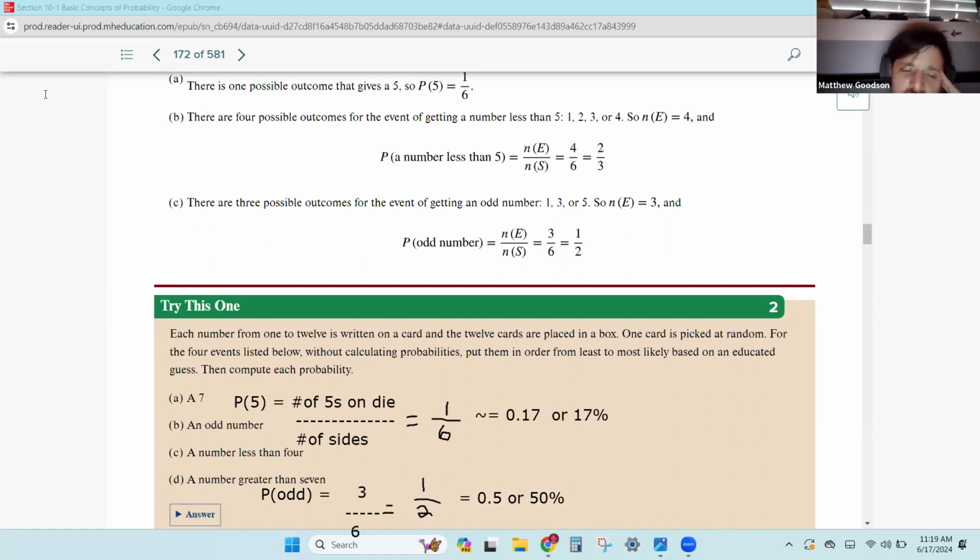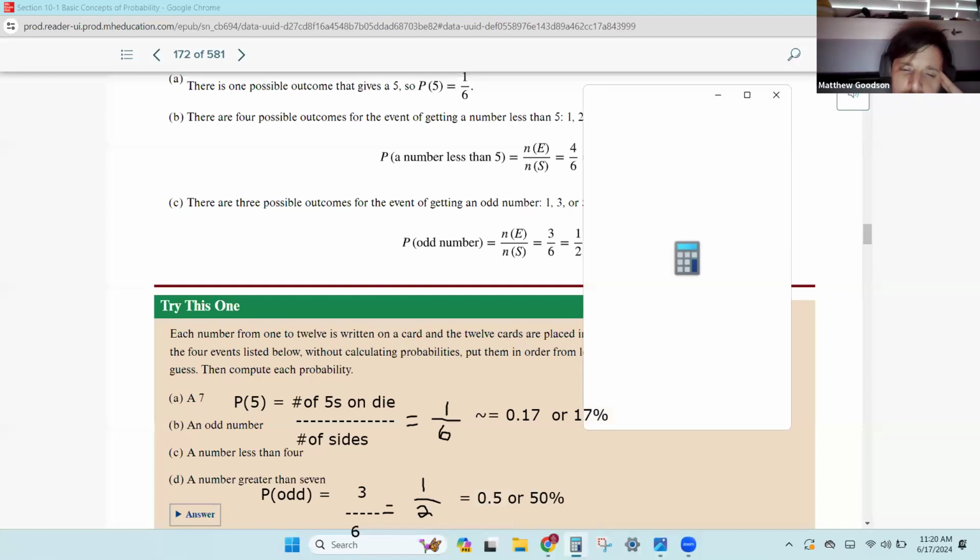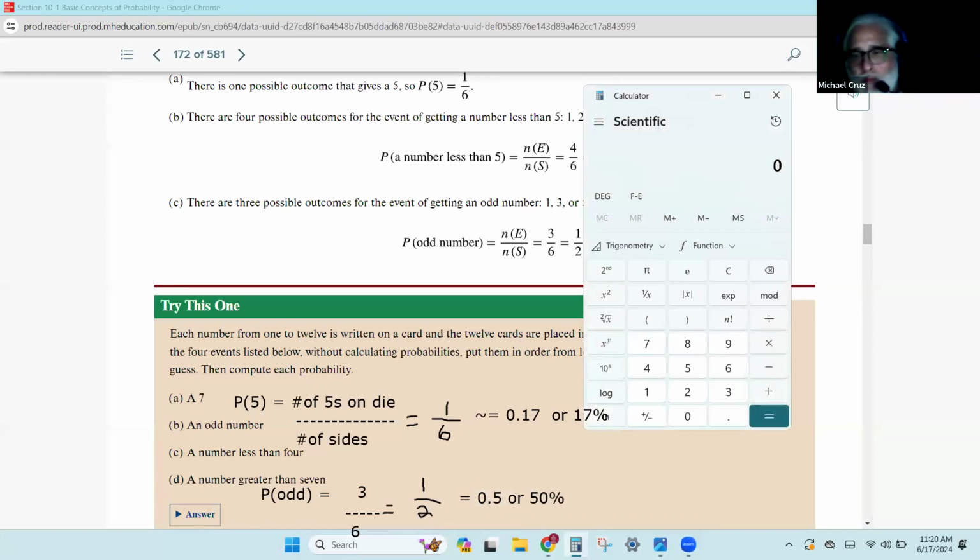So you're saying it's 50% chance you're gonna land on an odd number? Exactly. And so 50-50 on an even number. Yeah, makes sense.